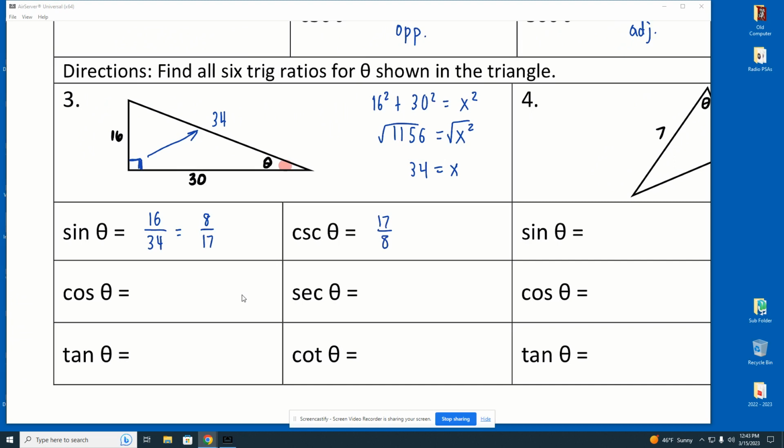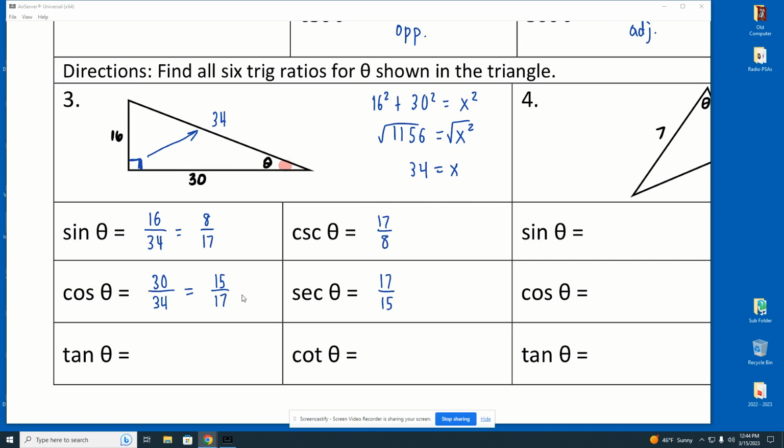Cosine, adjacent, 30 over hypotenuse, 34. So 30 over 34 also reduces to what? So if cosine is 15 over 17, C goes with S, secant is 17 over 15, and then finally tangent.